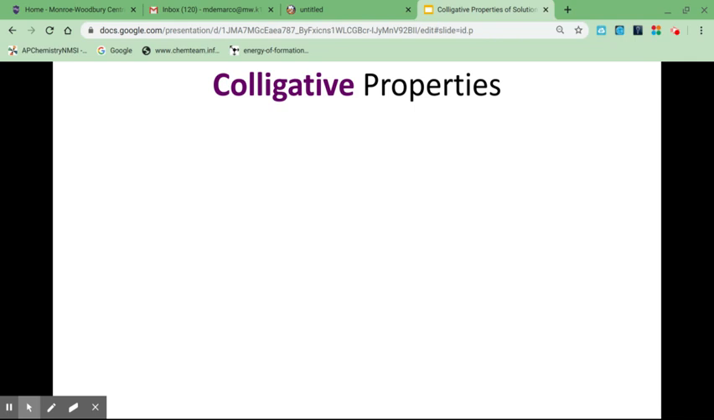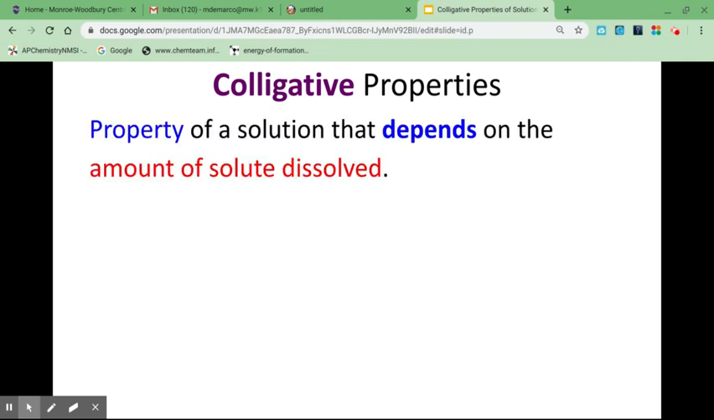A colligative property for us is the property of a solution that depends on the amount of solute dissolved. Remember that in a solution, the solute gets dissolved, usually it's a solid, and it gets dissolved by the solvent. And in most cases for us, that's going to be a liquid. So when the solute dissolves, the overall property of the solution is going to change.